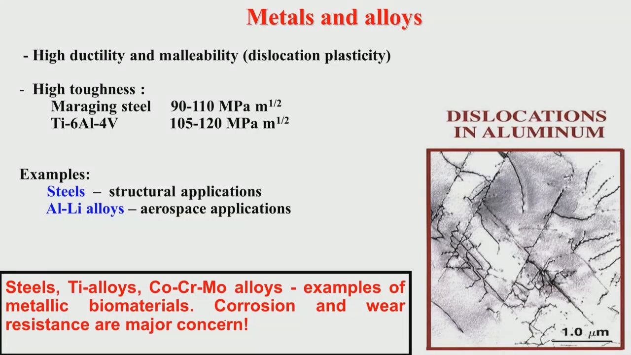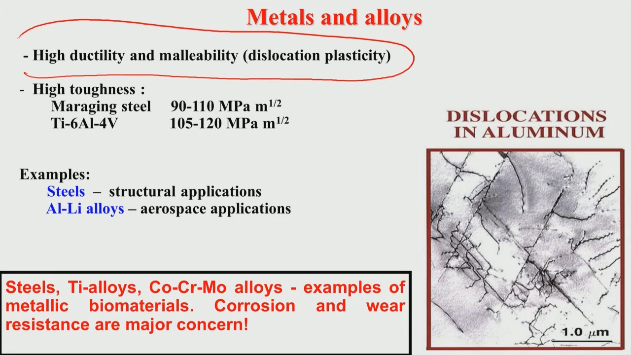So, just a quick introduction to metals and alloys. I reiterate here that they are widely used for various engineering applications as well as biomedical applications because of their good ductility. Good ductility means good plastic deformation properties, and that allows metals to be shaped into different sizes and shapes.